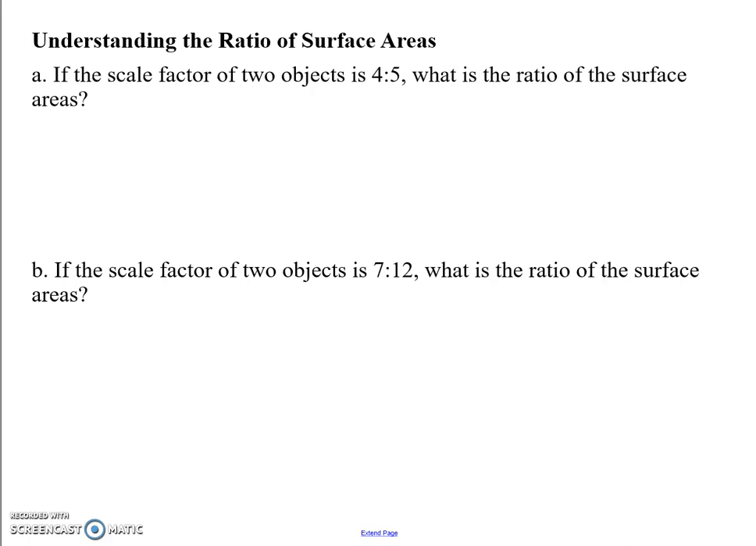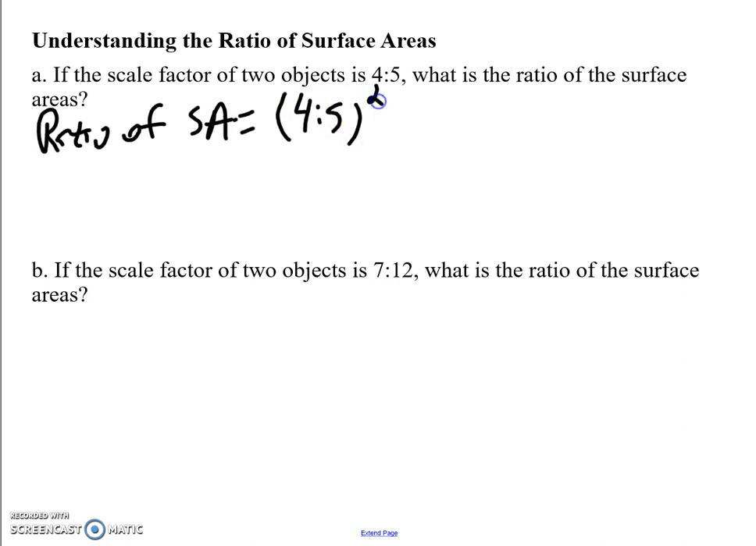Alright, so if I want to calculate the ratio of my surface areas, I take my scale factor and I'm going to square it. So the ratio of surface area will equal 4 to 5 squared. And when I do that, that means I'm doing 4 squared to 5 squared, which would be a 16 to 25 ratio.